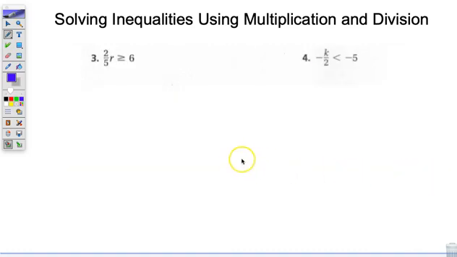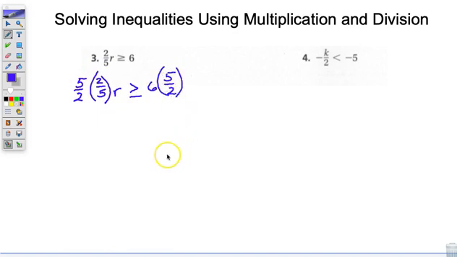Moving on then to problem number 3, we have 2/5 r greater than or equal to 6. Remember, when your coefficient is a fraction, you are going to use the reciprocal of 2/5. The reciprocal just means to flip-flop the numerator and the denominator. The reciprocal of 2/5 is 5/2. So we're going to multiply the left side by 5/2, and we're going to also multiply the right side by 5/2. So it will look just like so.